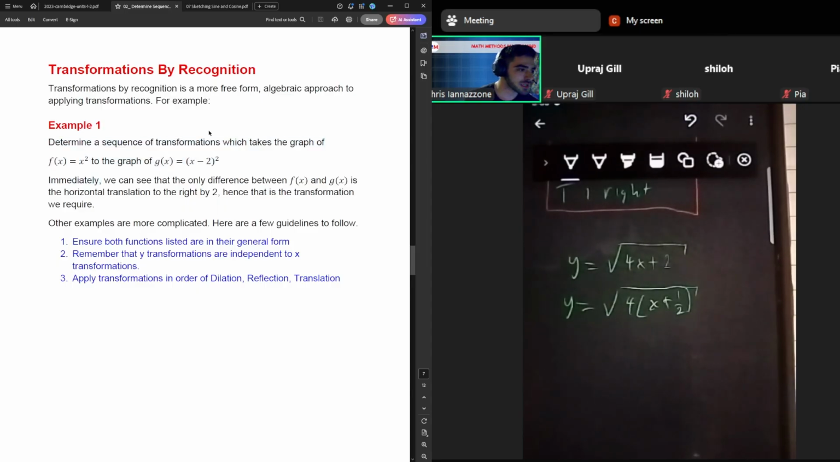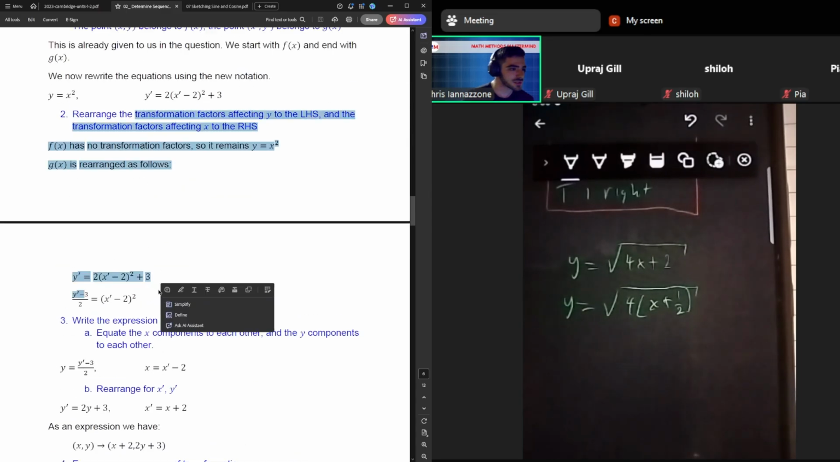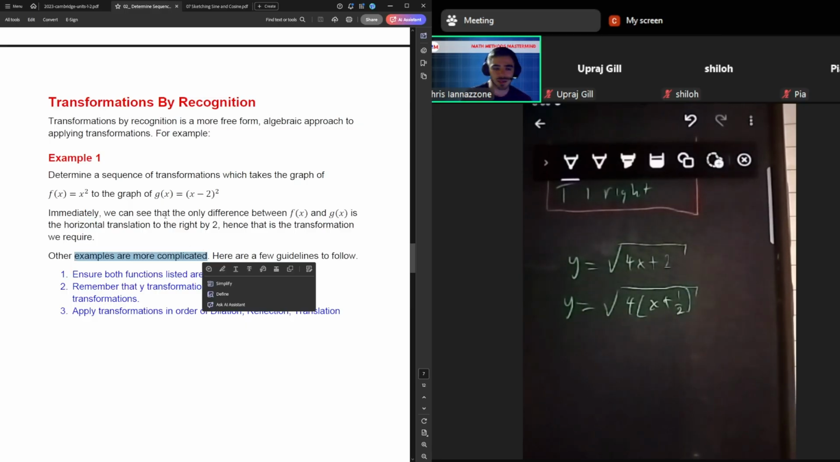So an example that we have here is just: determine a sequence of transformations which would take us from the graph of x squared to the graph of (x minus 2) all squared. Something like this, super easy. You can see the only difference between these two things is a shift right by 2. So it would be unreasonable for me to say, yeah, absolutely, do all this to figure out that it's just a shift right by 2. Just say shift right by 2 if you can spot it. There are other examples that get more complicated, namely the one that we had a look at.